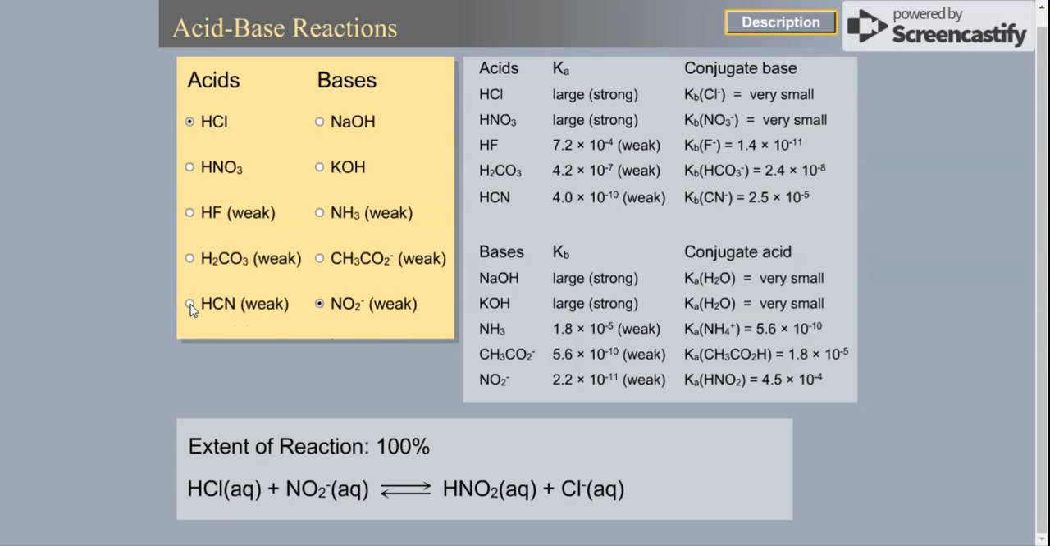But if I have a weak acid with a weak base, you can see that I have hardly any reaction because the Ka for this HCN is so small, and for the nitrite, the Kb is so small, the equilibrium position lies to the left. And so as these two react to form nitrite or nitrous acid and cyanide, those will combine to go back again.